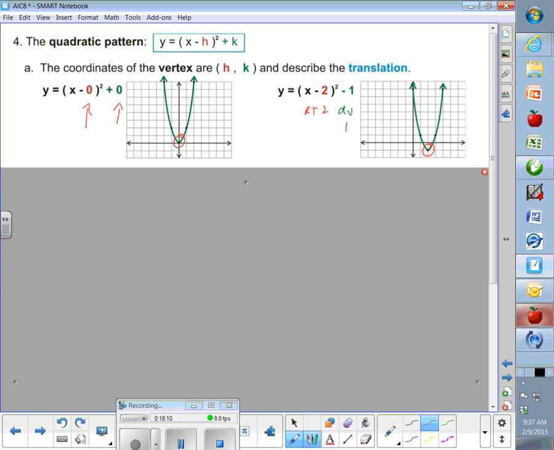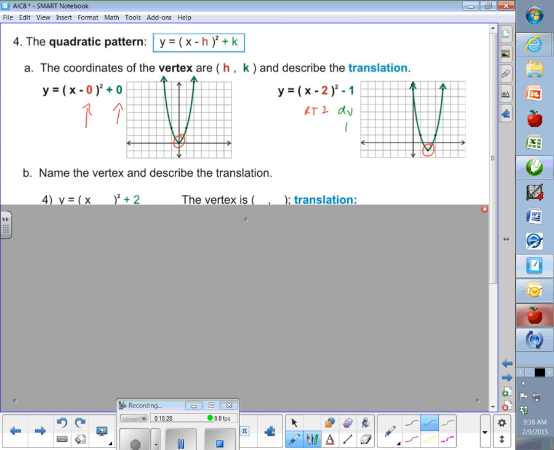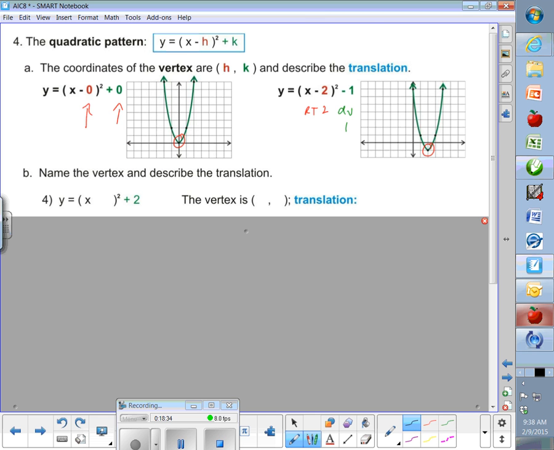Now, you guys aren't going to do a lot of graphing of them. We'll do a ton of graphing of quadratics in Algebra 2. But you guys are learning the principle of translation, the moving of a function due to the h and k values. So now we're just going to apply what we learned to parabolas. So name the vertex and describe the translation.